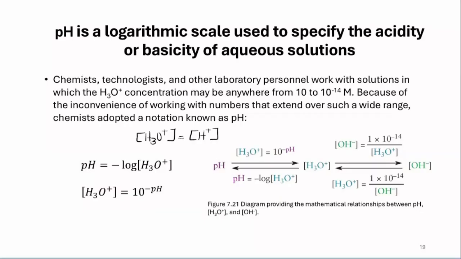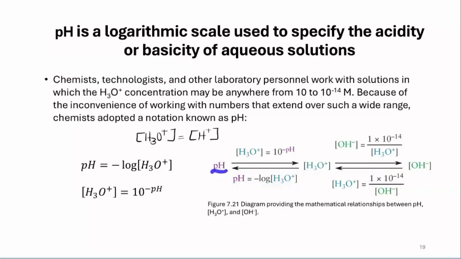Since this equation is a logarithm base 10, if we raise everything to the power of 10, then this equation can lead us to an equation in which, if we are given pH, we can calculate the concentration of H3O+ in a solution. And you can see in figure 7.21 how these two equations can be utilized. So if you are given H3O+ and you're trying to find pH, this is the equation that you use.